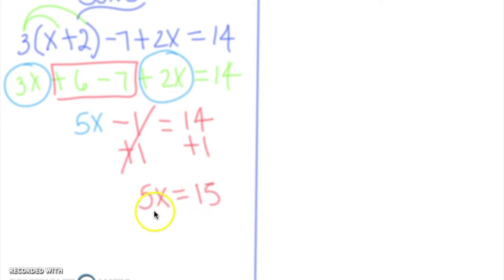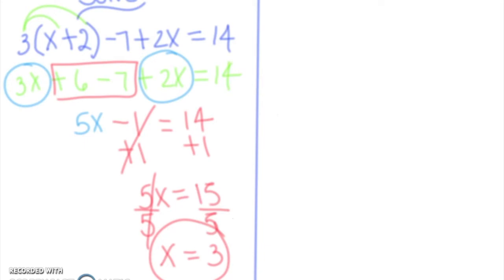Now I'm down to a one-step equation. My goal, once again, is to get the variable by its lonesome. So it's attached to my x by multiplication. I do the inverse operation, divide both sides by 5, cancel, leaves me with x is equal to 3. Hope that makes sense to you.